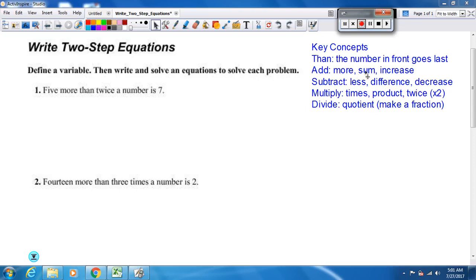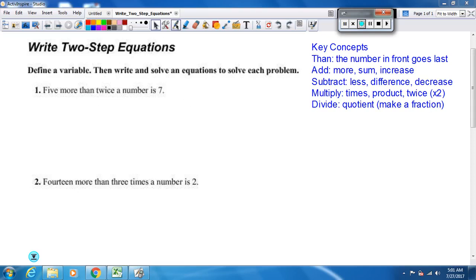Add uses the words more, sum, and increase. Subtract uses less, difference, and decrease. Multiply uses times, product, or twice. If it uses twice, it's times 2. Divide is a quotient. You always make a fraction for that.